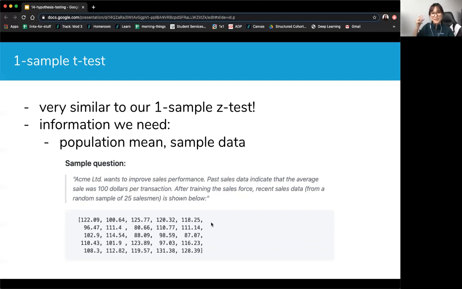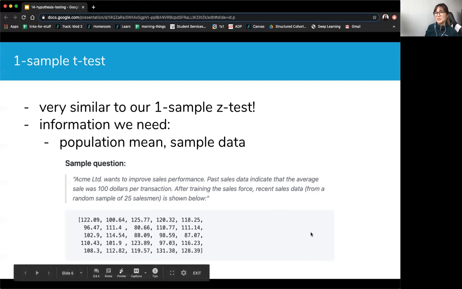If that makes sense. That's something important to conceptualize: we don't actually know the population mean. That's just a value that we're testing against, which I think will make a little more sense with this example. So here we have a sample question. This one is actually from one of the lessons.